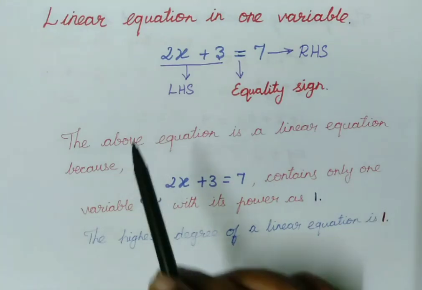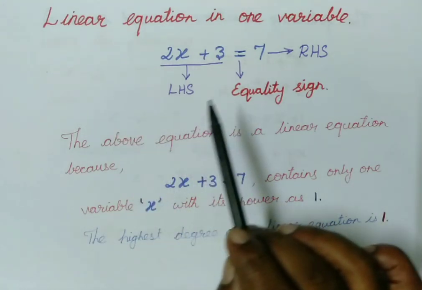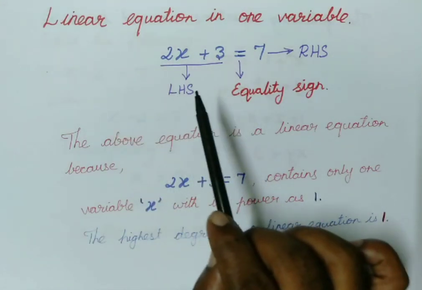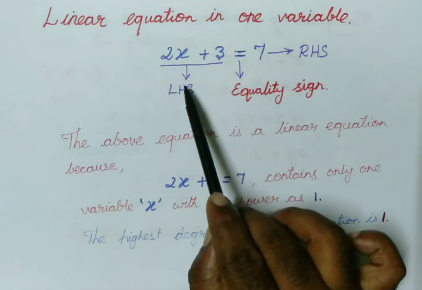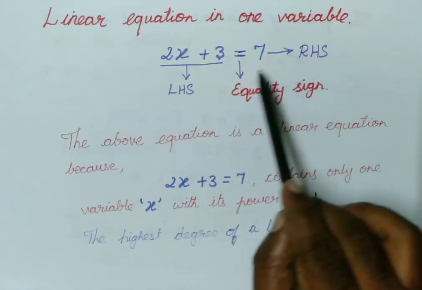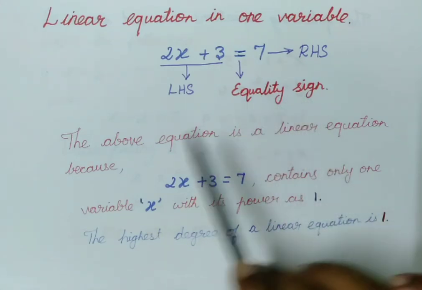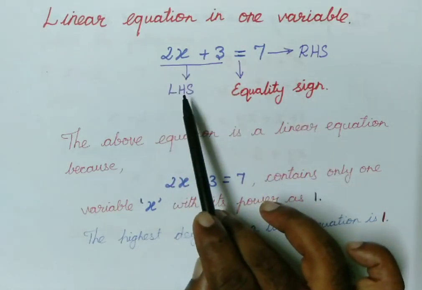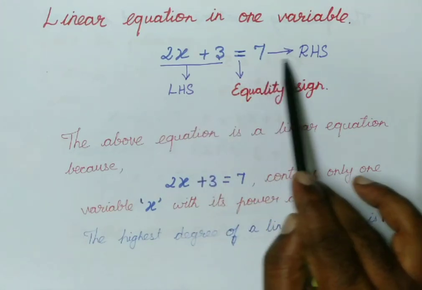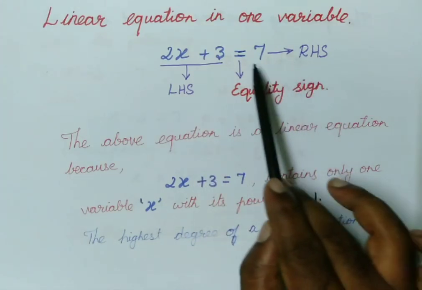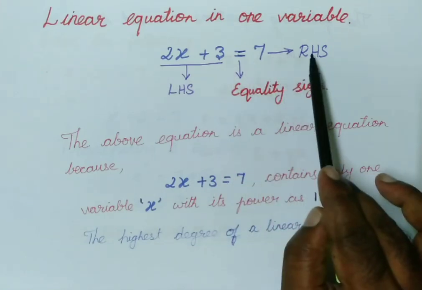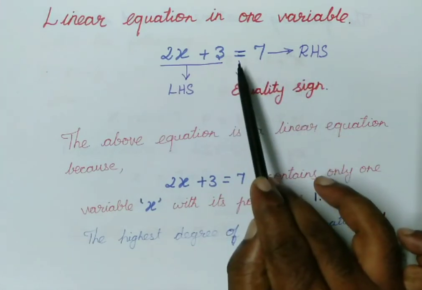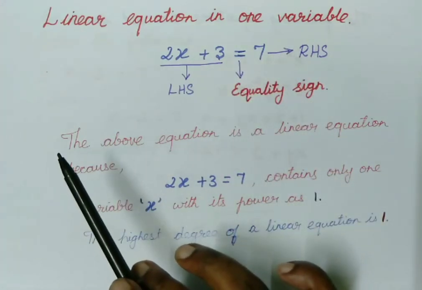equation. We know that we have read in 7th standard itself, an equation will have three parts, namely left hand side, right hand side, and most importantly equal to sign. Here 2x plus 3 will be considered as left hand side and 7 will be considered as right hand side, and both left hand side and right hand side have been separated with the help of an equal to sign.